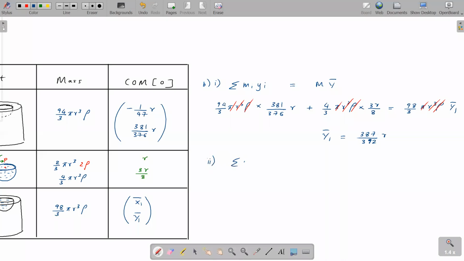And then part 2, sigma MiXi equals total mass into X bar. So that's going to be mass 94 over 3 pi r cube rho into X distance, which is minus 1 over 47 r. And then you're adding the other object, 4 over 3 pi r cube rho into r. Remember, I'm now taking the X distances, because I'm finding X bar, equals total mass 98 over 3 pi r cube rho into X bar 1. So once again, pi r cube rho cancels, and then you can get the X bar 1 answer. That's going to be 1 over 49 times R.